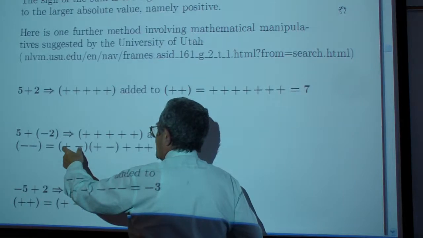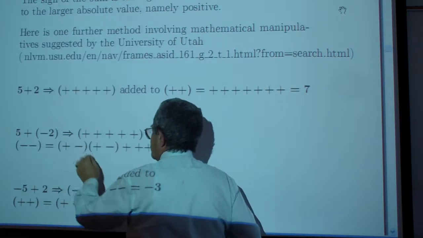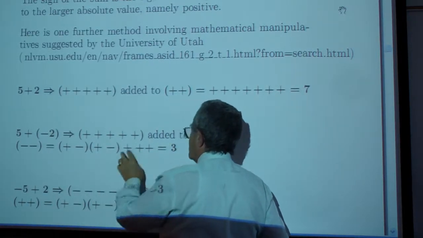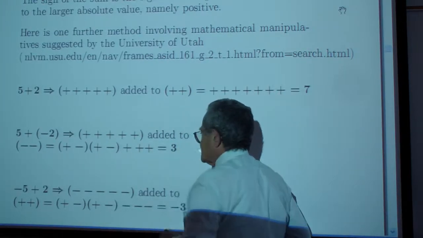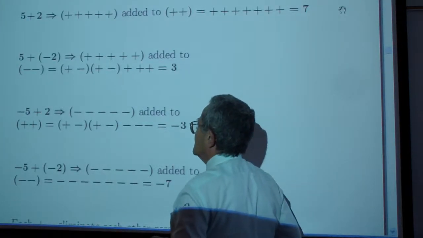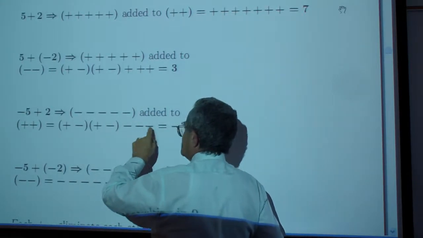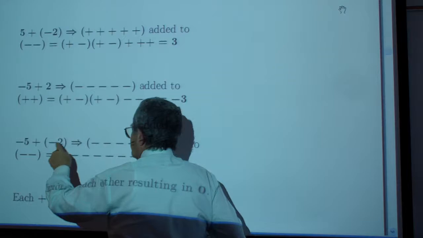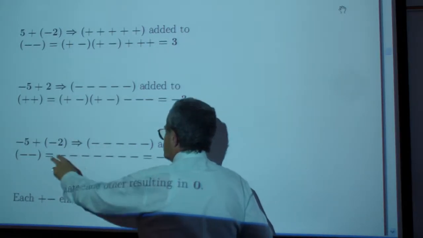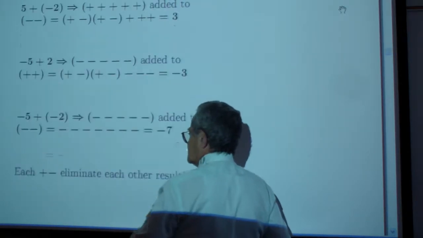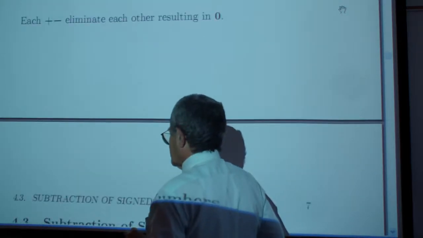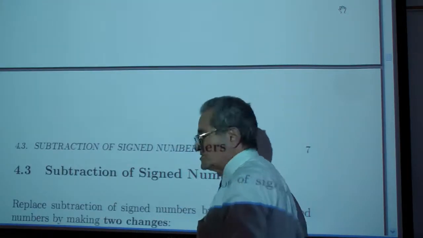Combine 1 positive, 1 negative. It's like 1 minus 1, that's 0. 1 minus 1 is 0. You're left with 3 pluses, so +3. -5 plus 2 leaves you with -3. -5 plus -2 gives you a total of 7 negatives, -7. And then we go into subtraction.